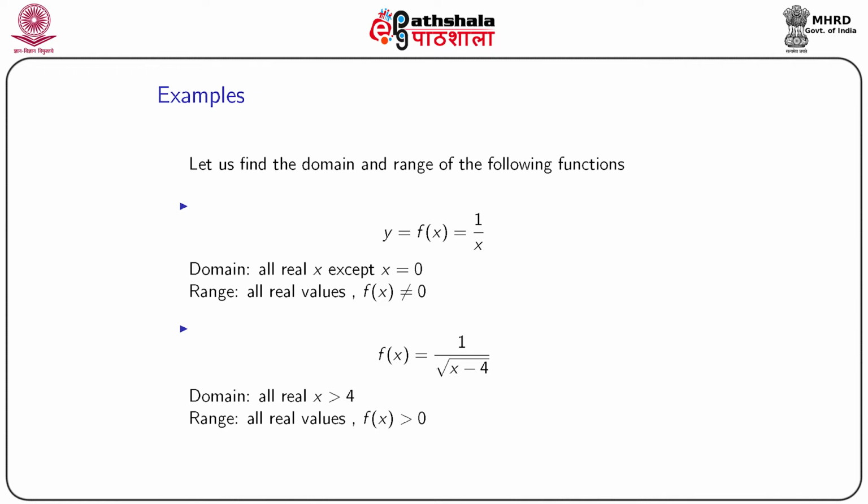If x is greater than 4, that means square root of x minus 4 will result in a real value. So domain will be all real x greater than 4. For the range, well, f(x) can take any value since we are talking about only the real one. So x is greater than 4. That means square root of x minus 4 will result in only positive values. Hence, the range will be positive ones, that is f(x) greater than 0.